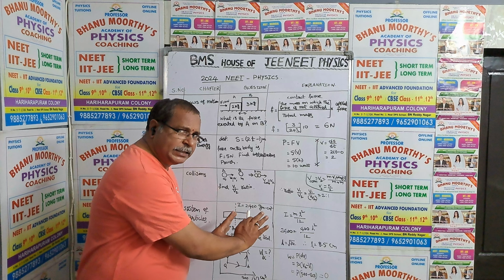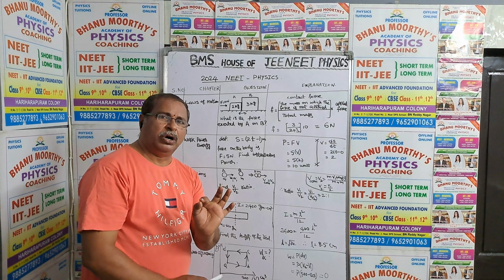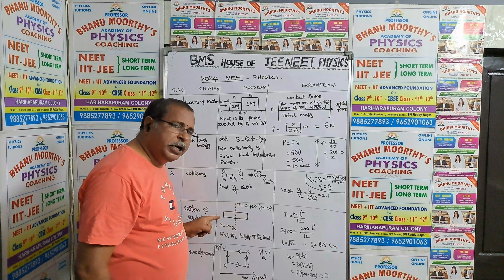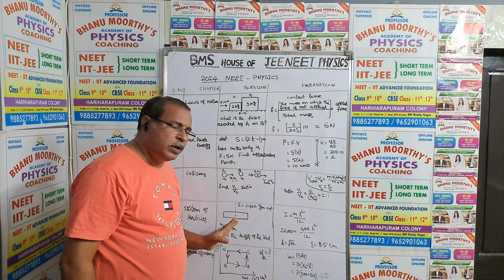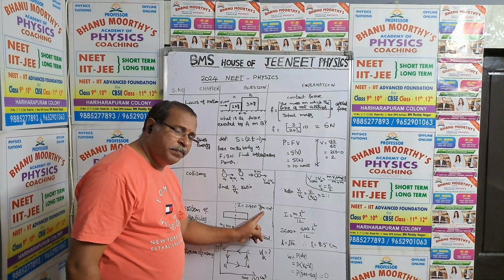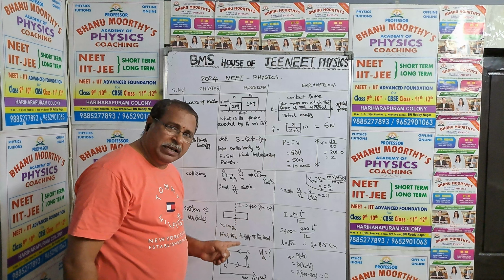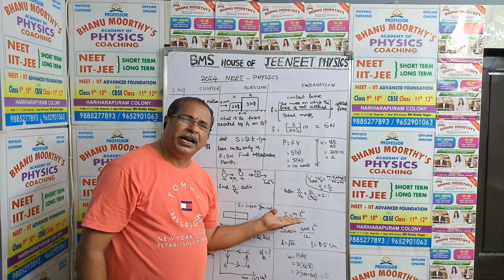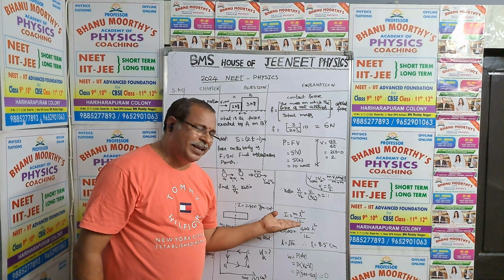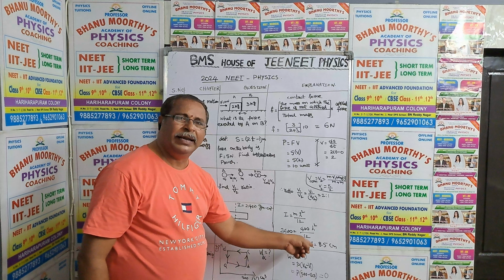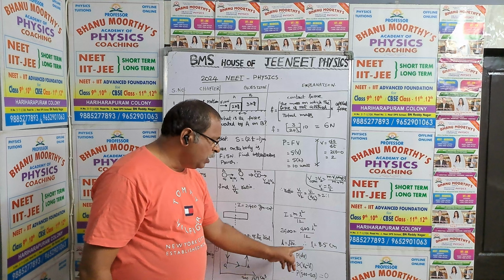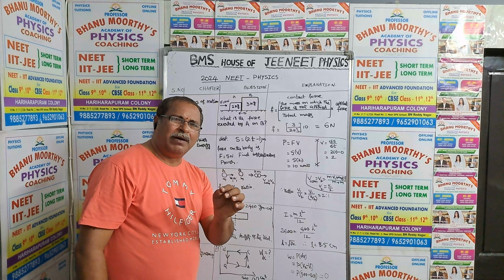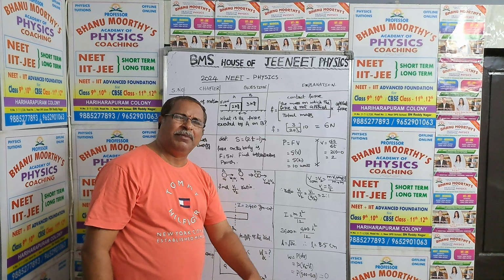So in this entrance examination, they selected a thin rod, with the axis passing through the center and perpendicular to the length of the rod. Moment of inertia is given and mass of the rod is given, asking the length of the rod. Just the formula is required, ML square by 12. Substituting the values, you will get L square 72 and L is 8.5 centimeters. So direct formula based questions are coming in examinations.